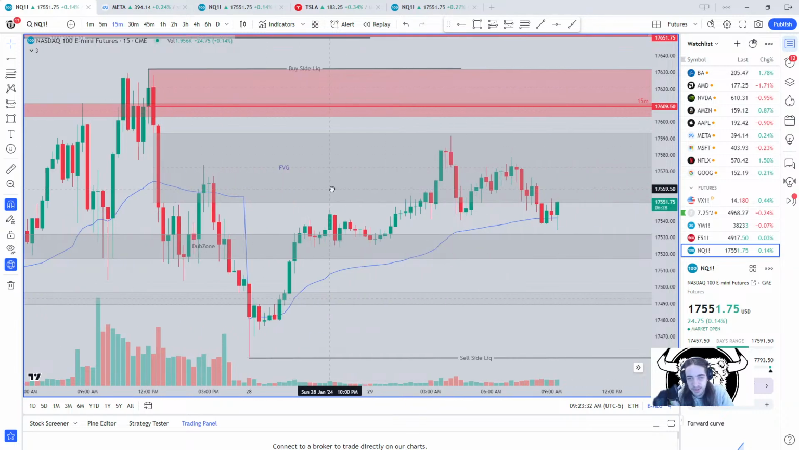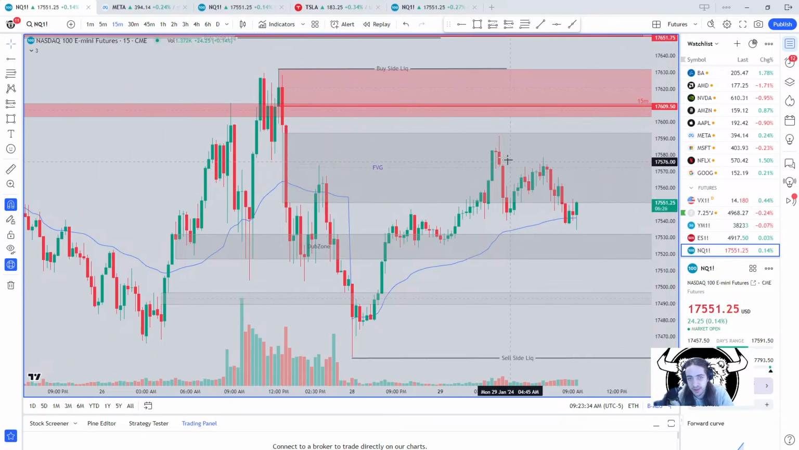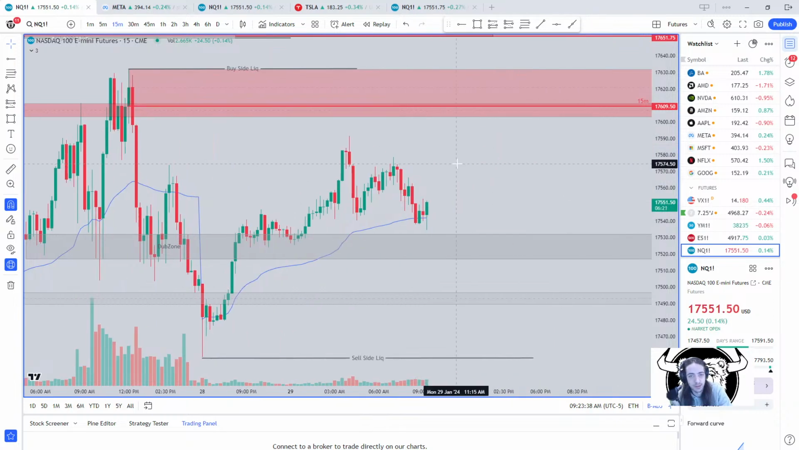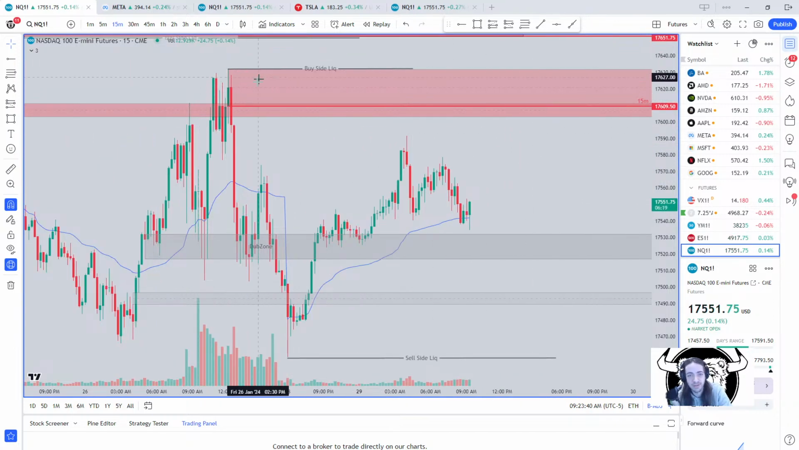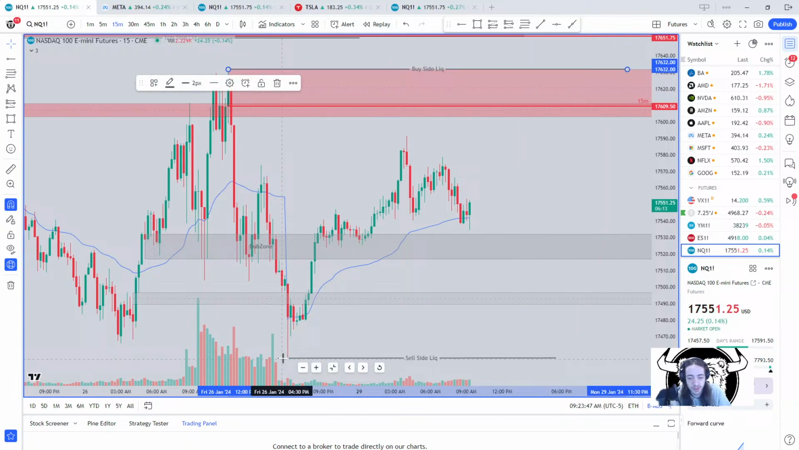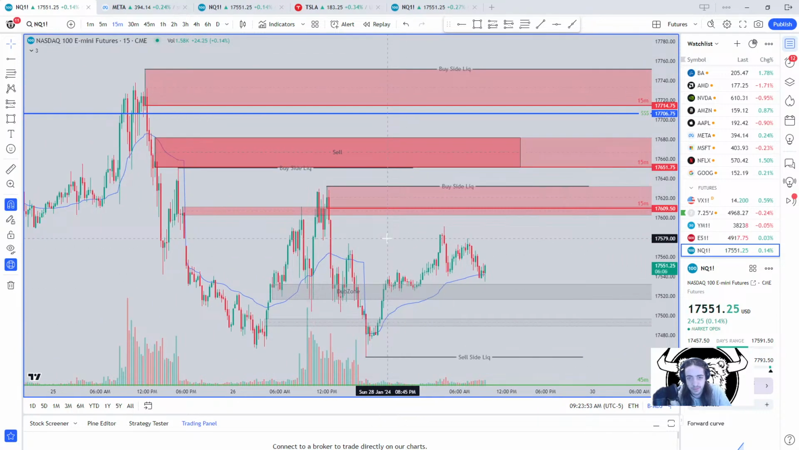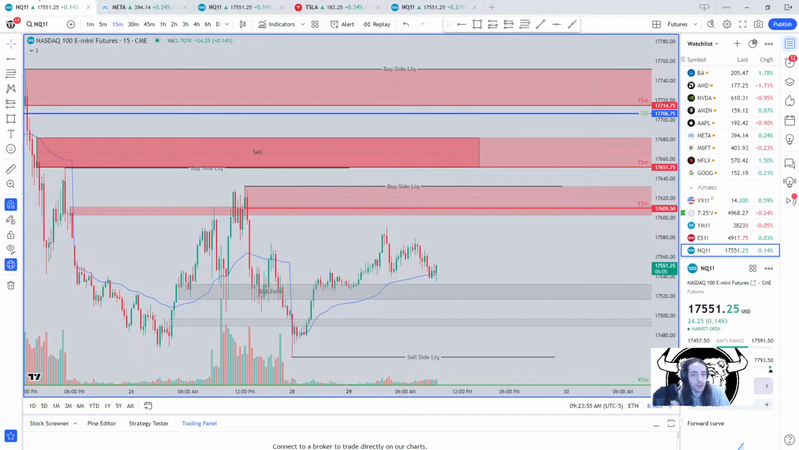But that's fair value gaps. This fair value gap has already been used once. It is now used twice. I'm going to be deleting this one. And I am still holding. This is a 15-minute supply zone. This is a buy side liquidity. This is our sell side liquidity. And we do have a little bit of sell side liquidity as well.